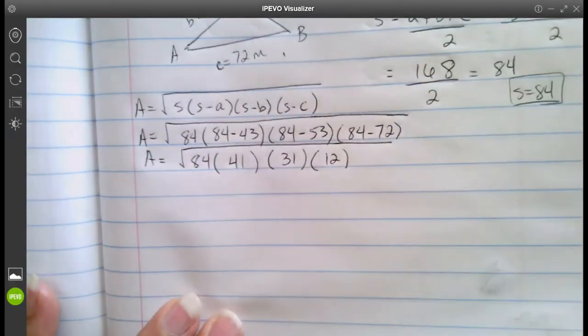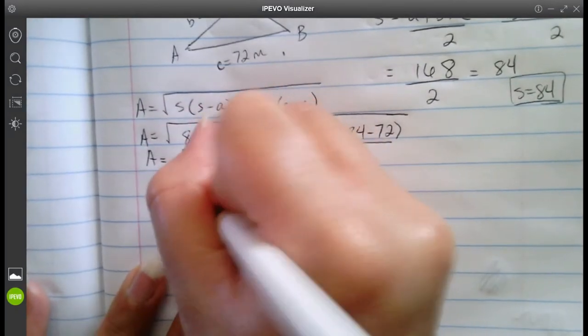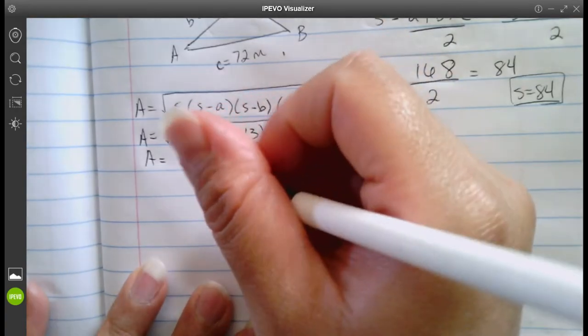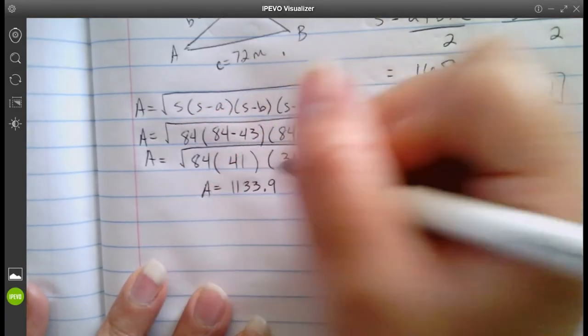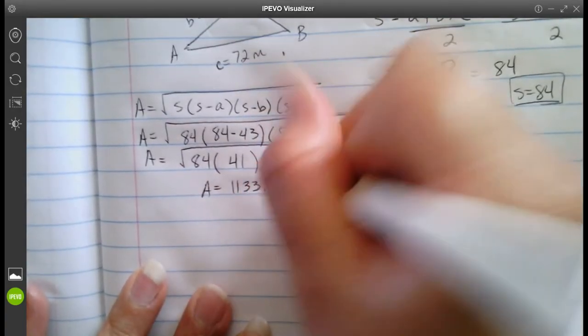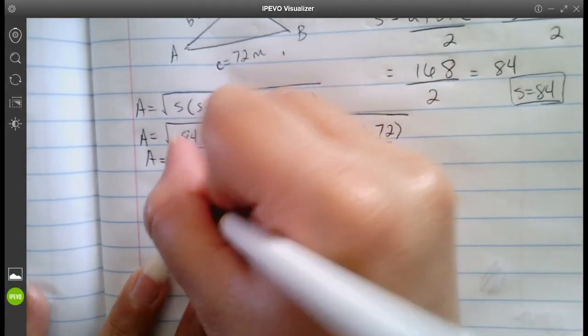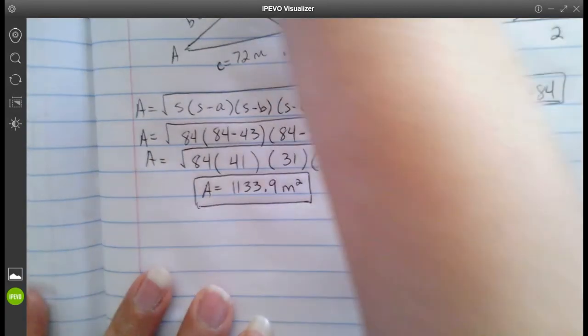So it looks like the area is going to be equal to 1,131.9. This one I am going to use some decimals. We'll do 0.9 meters squared because we are talking about meters in this one. And that is it, guys. That is it for this section.